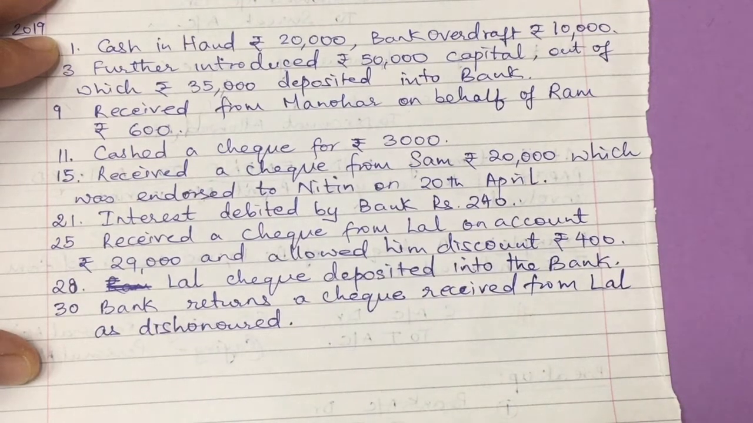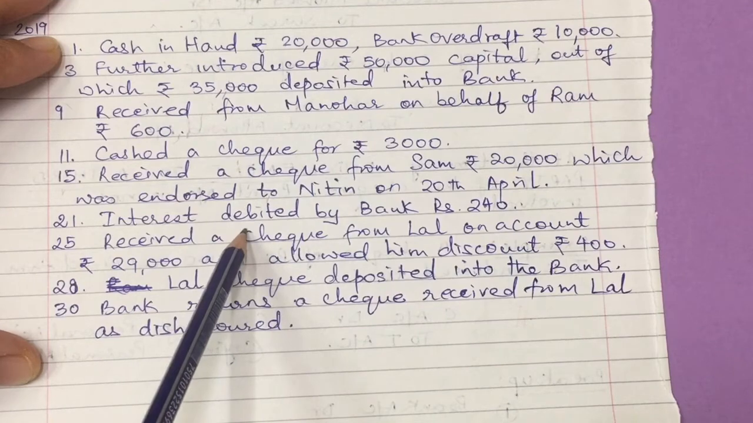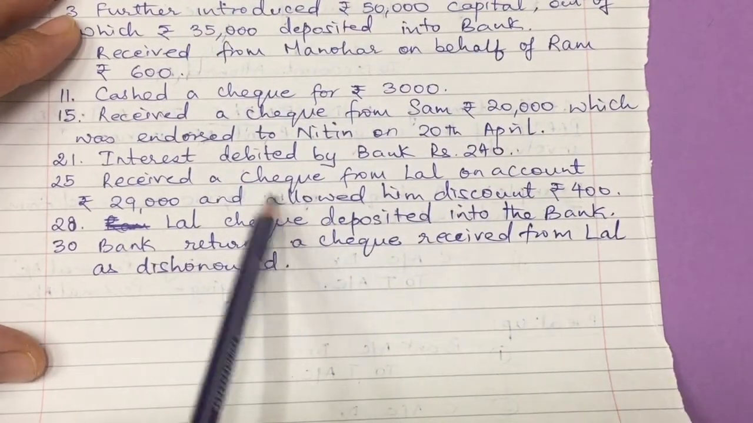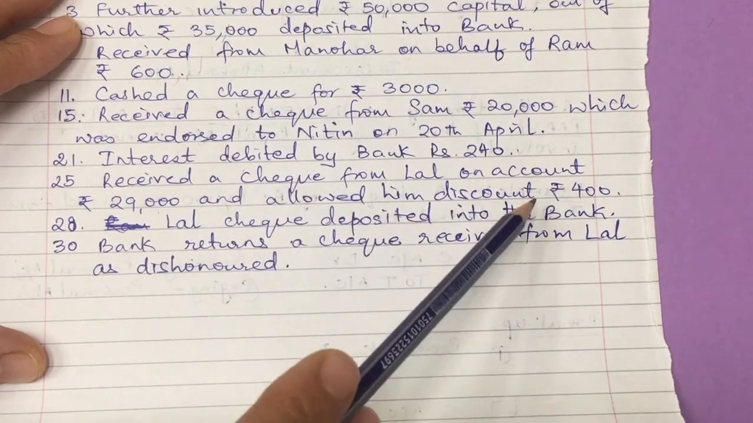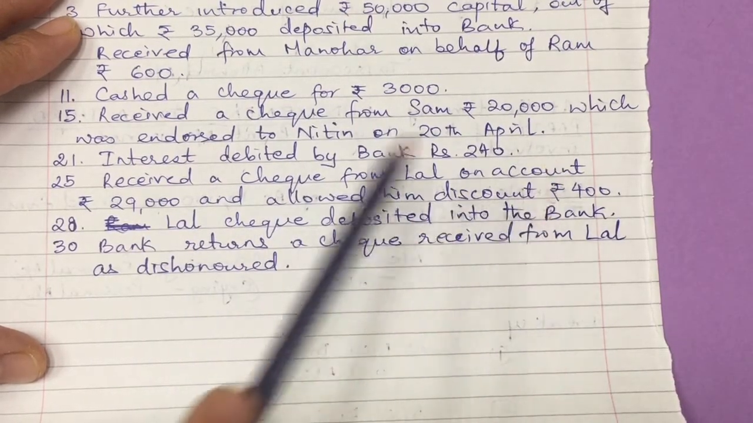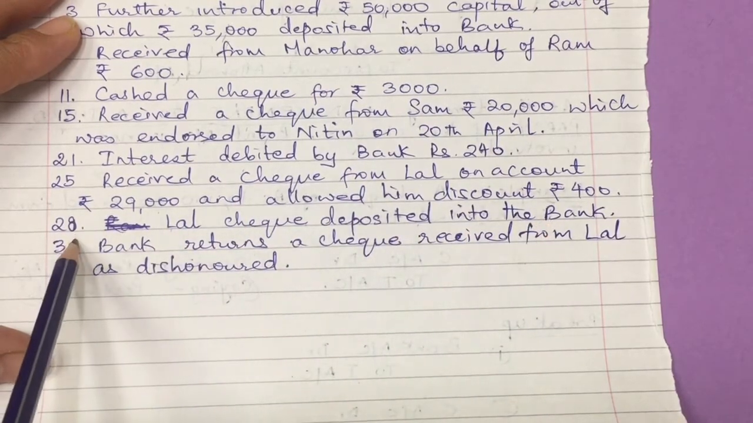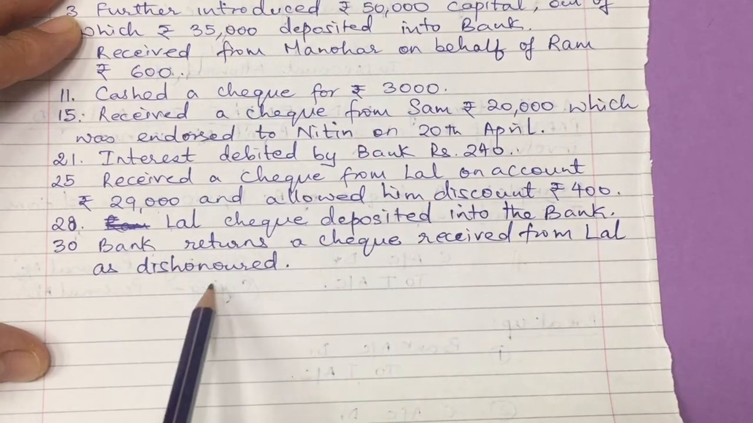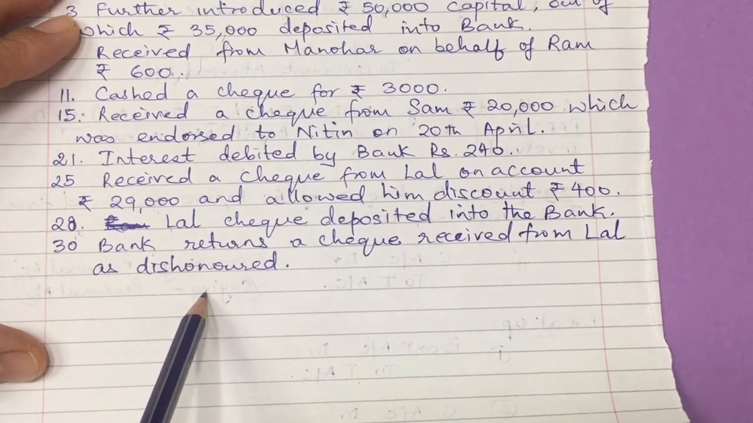You have to be very careful about the dates. Interest debited by bank rupees 240. Received a check from Lal on account of rupees 29,000 and allowed him discount rupees 400. Lal's check deposited into the bank on 28th. Bank returns the check received from Lal as dishonored. Okay, he did not make me a payment.